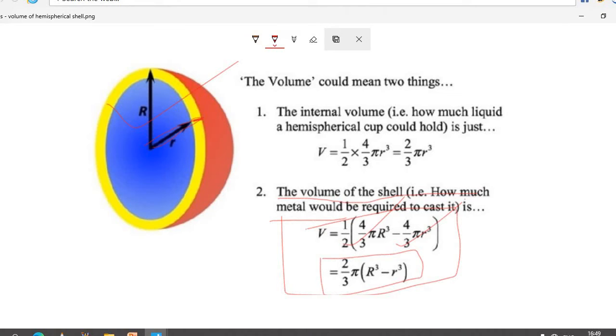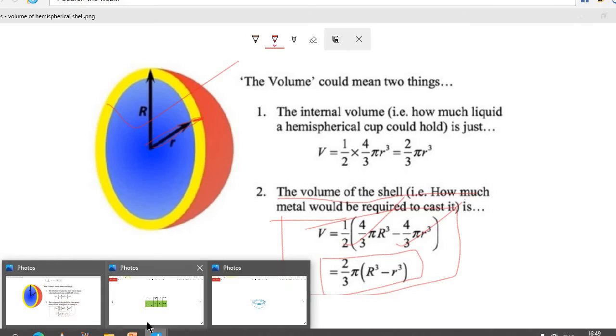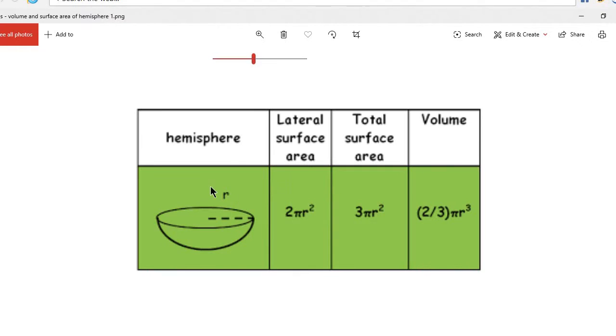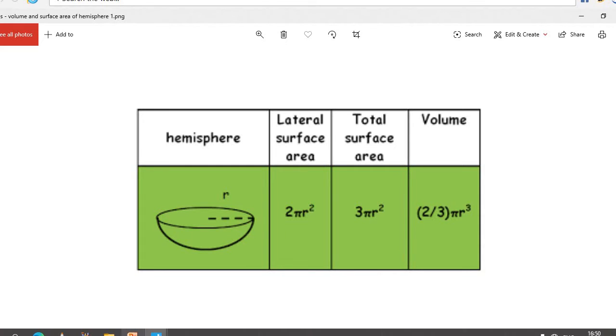Okay, now what is the hemisphere? That you have also seen. Now what are the formulas of all these things? See, for the hemisphere, its lateral surface area, meaning the outer curved surface area, is 2 pi r square. Total surface area means this curved surface along with the top circular surface, and the total surface area is 3 pi r square. Volume is half of the volume of the sphere, that is 2 by 3 pi r cube. So now we'll discuss some problems based on the hemispherical shell or hemisphere.